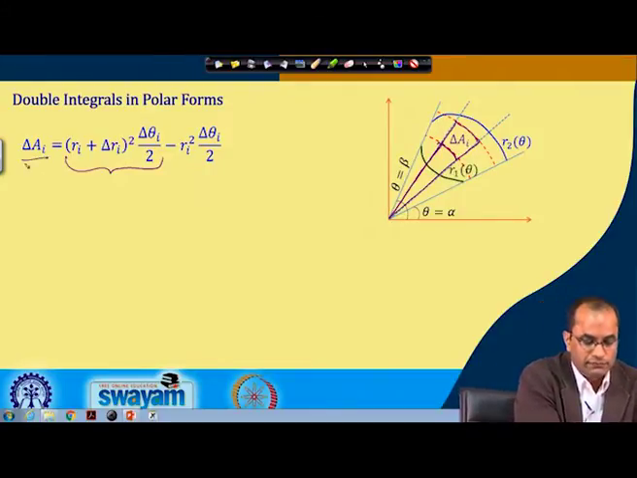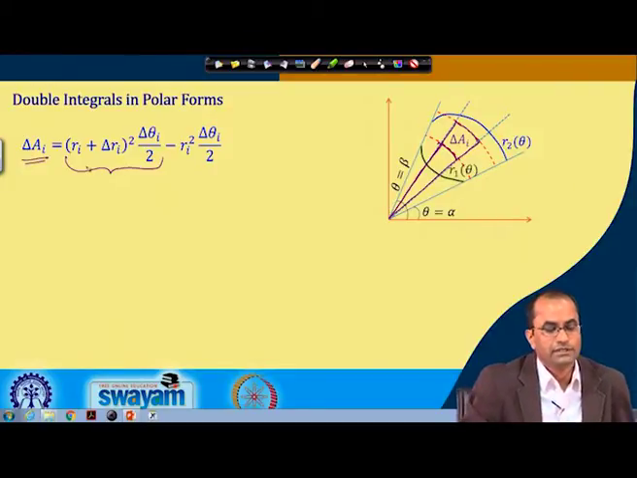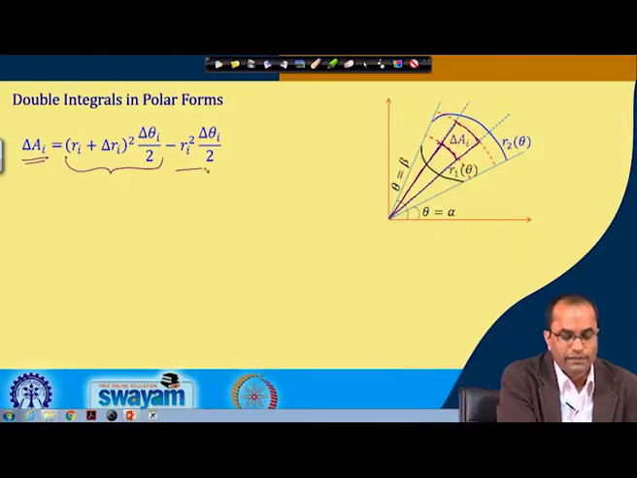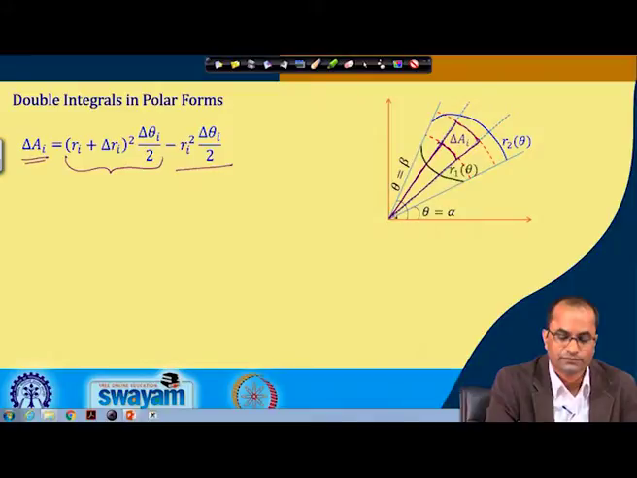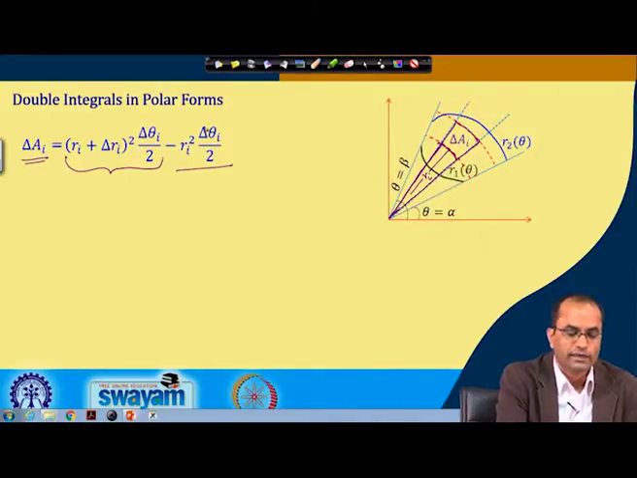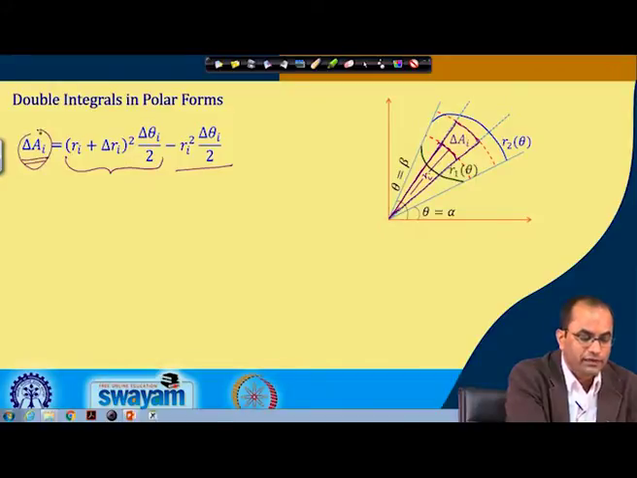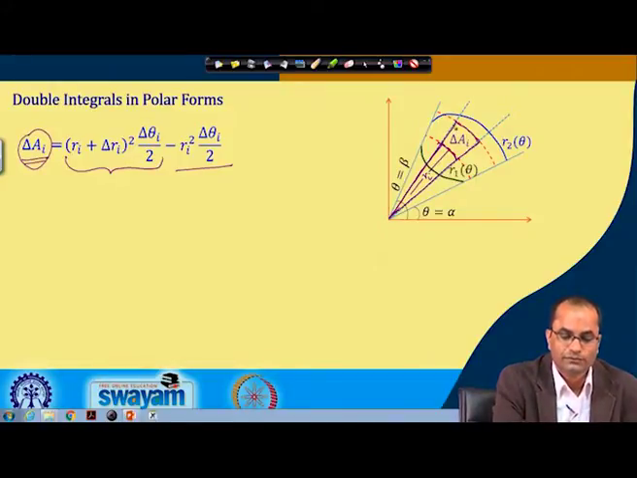So, the delta A I will be given by r I plus delta r I whole square and delta theta I by 2, and minus for the inner part here r I square, because this radius from here to here is r I. So, this r I square and delta theta I by 2 again. So, that is the area of this small region which we have denoted here by this delta A I.